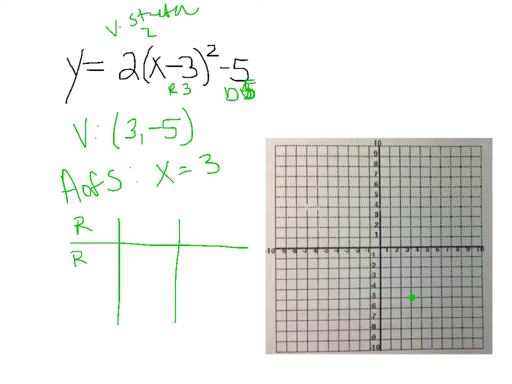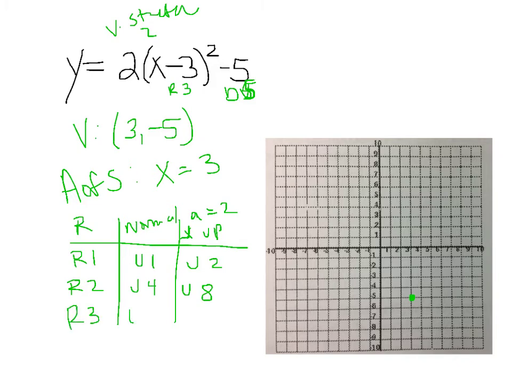So normally if I go right 1, normal would be up 1. But since it's a vertical stretch of 2, we're going to multiply the normal up by 2. So now it's going to go up 2. Normally we would go right 2, up 4, because 2 squared is 4, but now we have to multiply that up value by 2, so we're going to go up 8 instead.